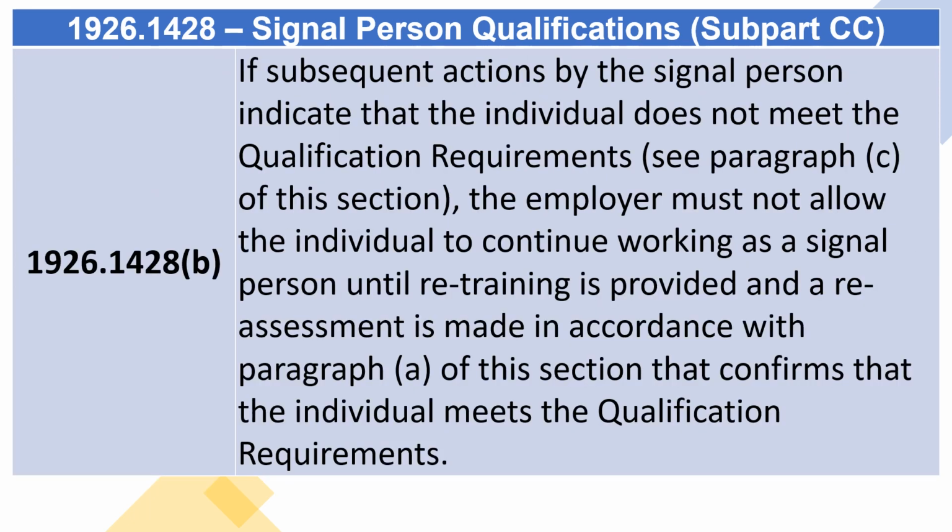1926.1428(b). If subsequent actions by the signal person indicate that the individual does not meet the qualification requirements, see paragraph (c) of this section, the employer must not allow the individual to continue working as a signal person until retraining is provided and a reassessment is made in accordance with paragraph (a) of this section that confirms that the individual meets the qualification requirements.